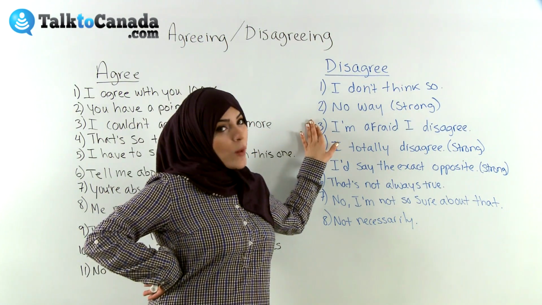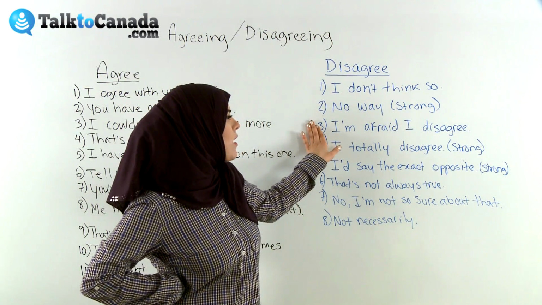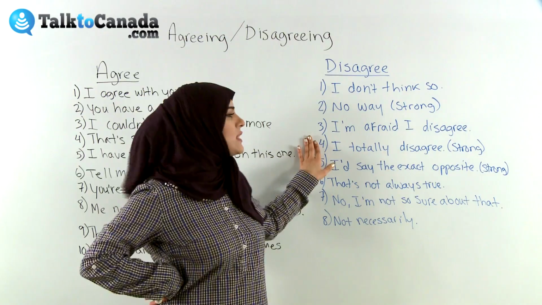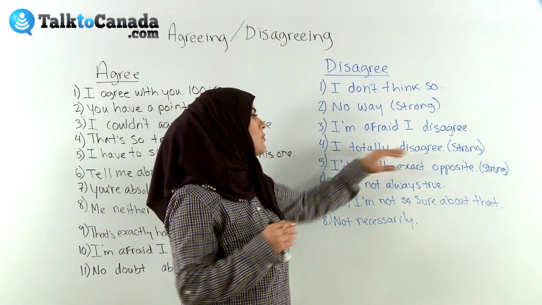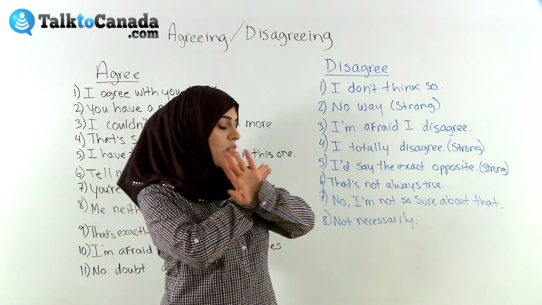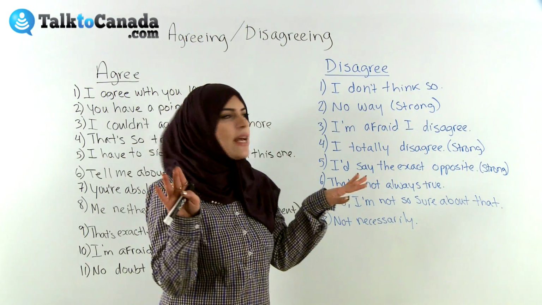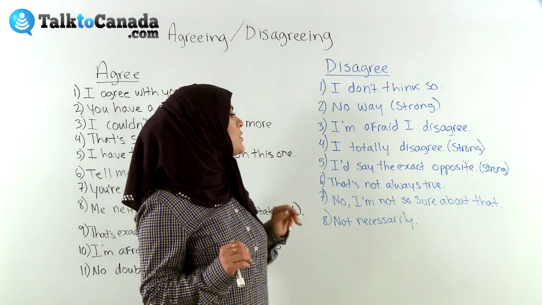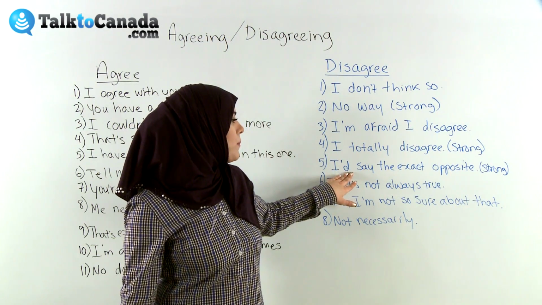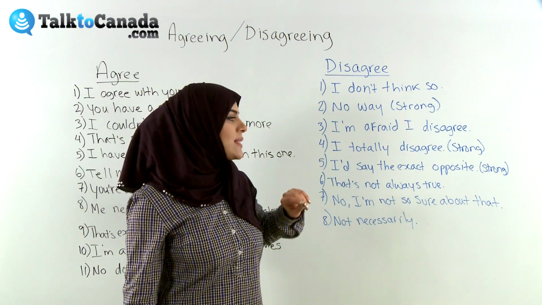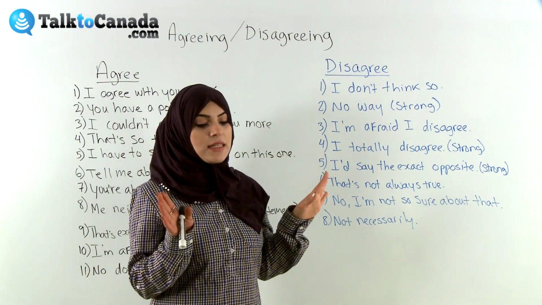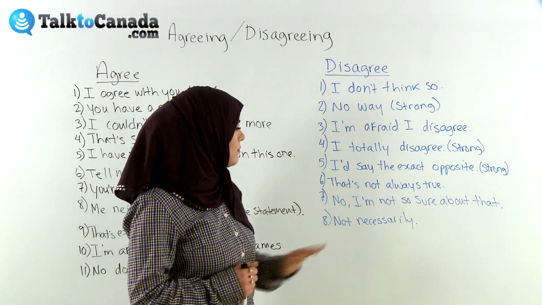Another formal way to say that you disagree, I'm afraid I disagree. Or I totally disagree, but this is very strong. So I totally disagree means I disagree with you 100%. Same with no way. No way, I disagree with you 100%. And then there's another strong one. I'd say the exact opposite. So again, these ones are really strong when you feel 100% that you disagree with the person.